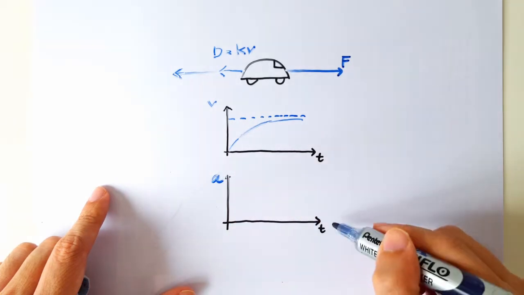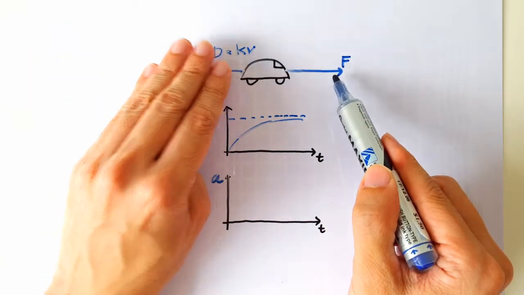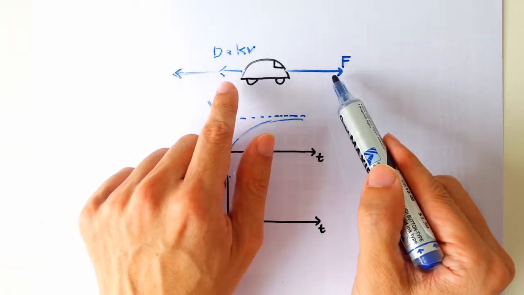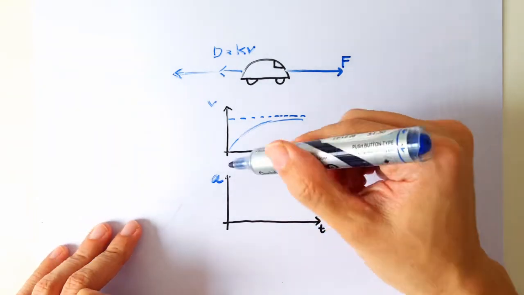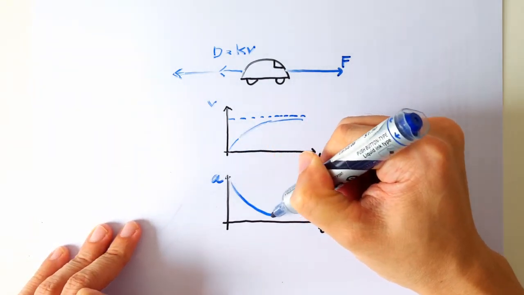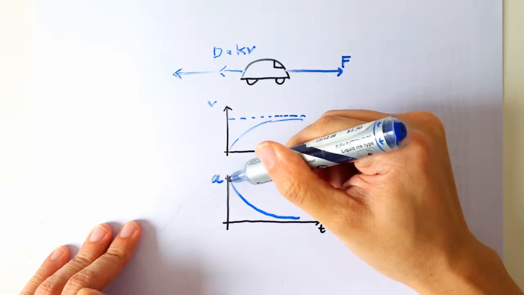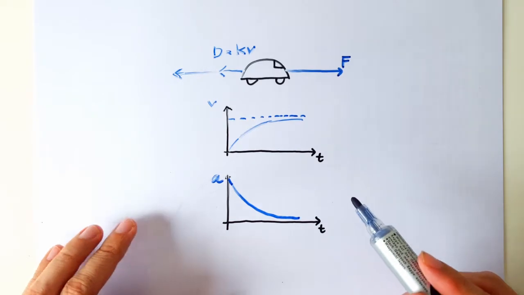The acceleration-time graph is even more obvious, right? Because we start off from a net force of F, and the net force becomes ever smaller and smaller because the drag force becomes larger and larger. So with a smaller and smaller net force, the acceleration also becomes smaller and smaller. Net acceleration is just net force divided by the mass of the car, which is a constant.